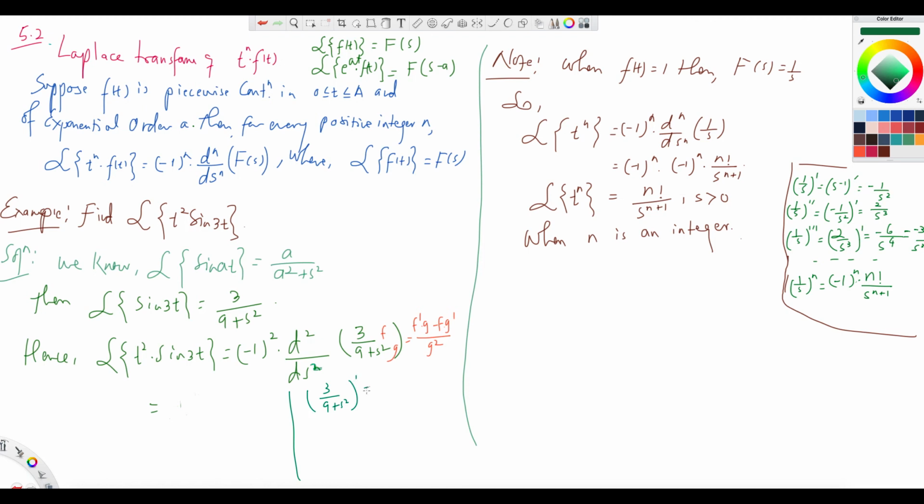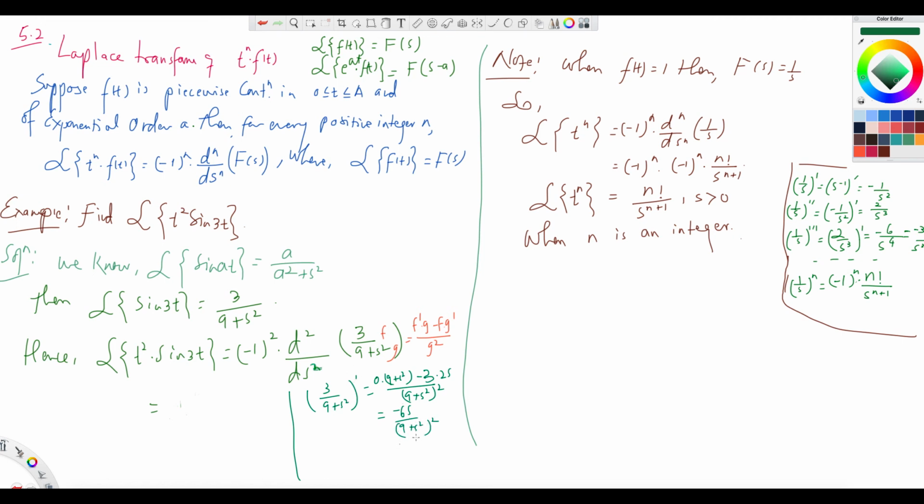First time you need to do that. So f prime is 0 times g, 9 plus s squared, right? And minus f times g prime, 3 times 2s, over 9 plus s squared, squared, right? How much is that? -6s over (9 plus s squared) squared. This is the first derivative.